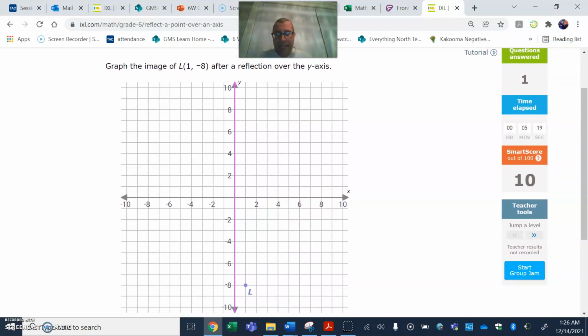So again, they've given me the point, and we're reflecting over the y-axis. So that y-axis goes straight up and down. How far away am I from the y-axis? Well, if we're down here at L, we are only 1 point away. So I just need to go 1 point on the other side. And there we are. That's it.